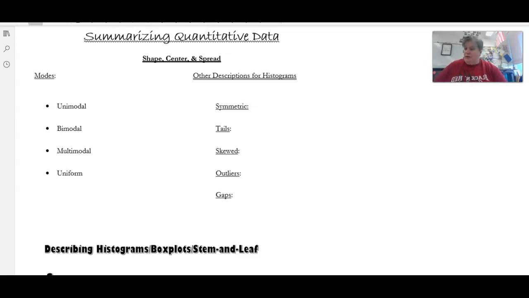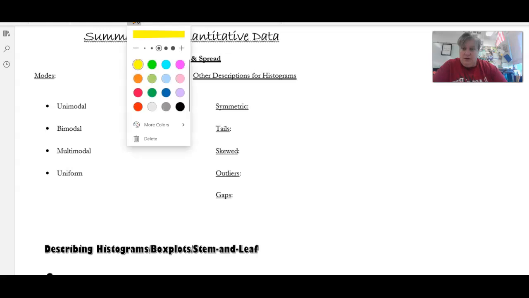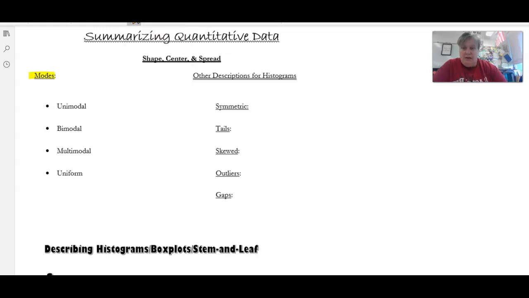Okay, so the first thing we need to know is what a mode is. Mode is kind of frequency. It's not mode like you think, like the most numbers. A mode, for our stats level, is how many humps you see. Okay? Unimodal has one hump. And so it's going to look something like this. You're just going to have one hump.